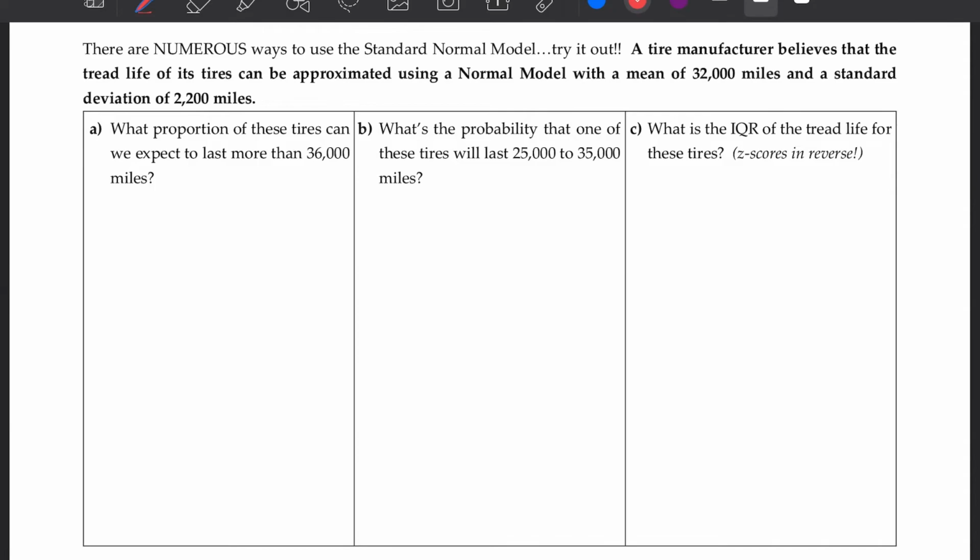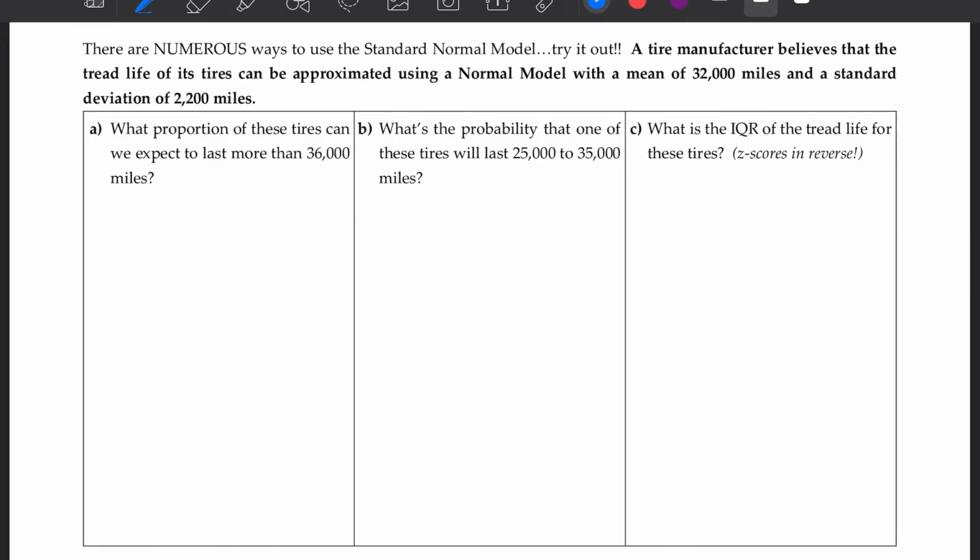I'll set you up with some thinking here, but then I want you to go into your table or your calculator, preferably both, and try to figure these out. So we have this setup. A tire manufacturer believes the tread life of its tires can be approximated using a normal model with a mean of 32,000 miles and a standard deviation of 2,200 miles. The first question: what proportion of these tires can be expected to last more than 36,000 miles?